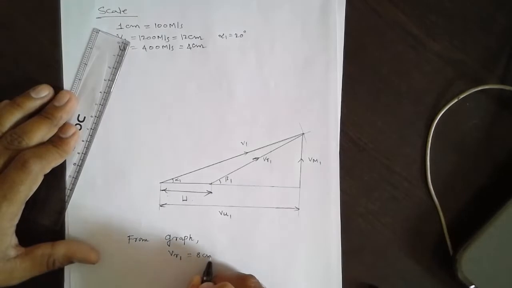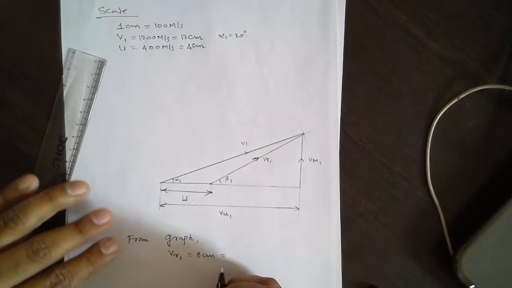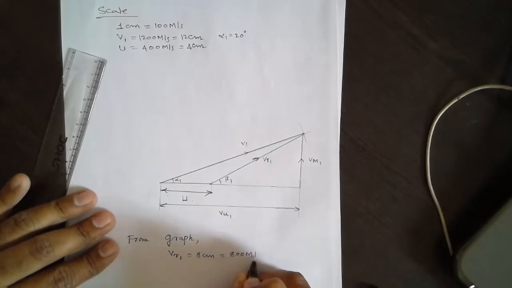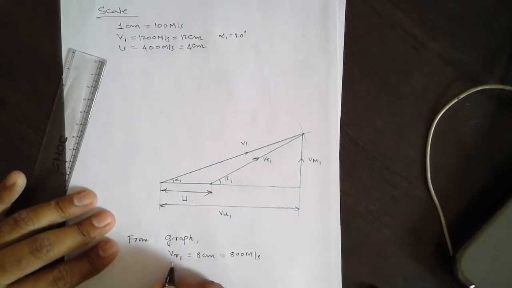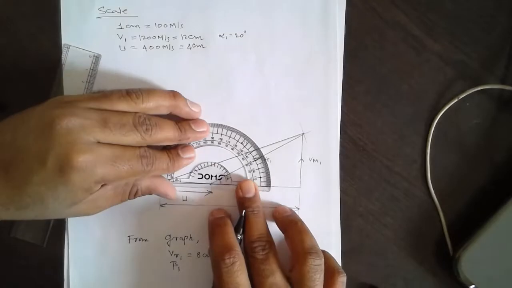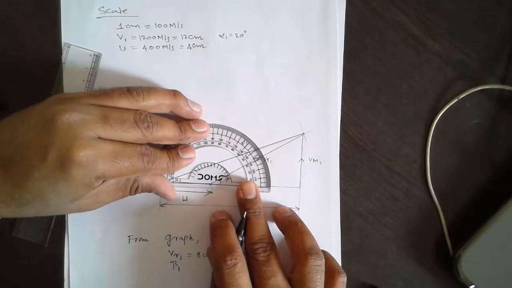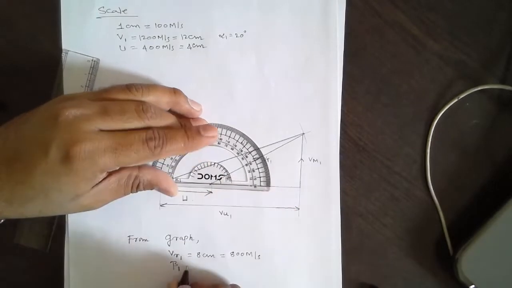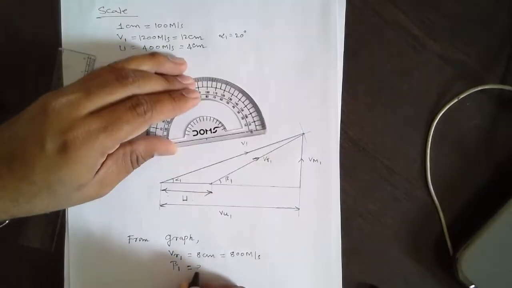8 centimeter means in terms of meter per second, the scale is 1 centimeter equal to 100 meter per second, so it is 800 meter per second. And beta 1 is equal to 30 degree.